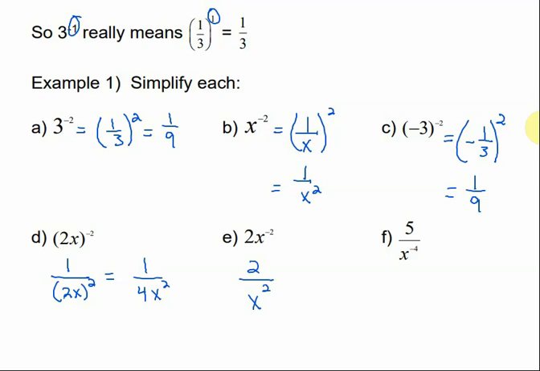For F, we have 5/x to the negative 4 power. So the only thing that's being raised to the negative power is the x. So we need to put it where it's not. Right now it's on the bottom. We're going to bring it to the top, and that makes it positive.